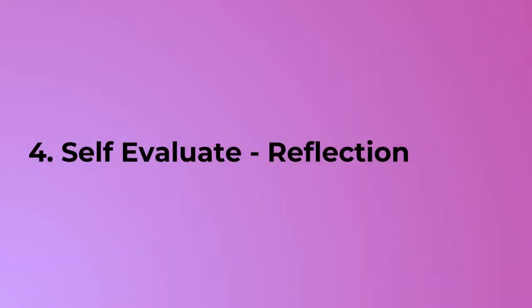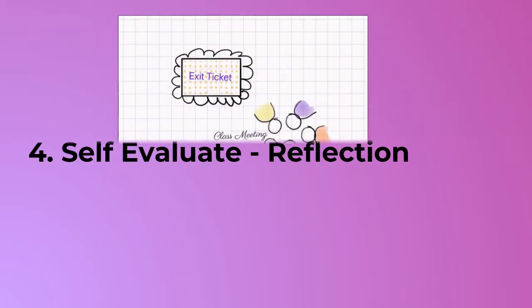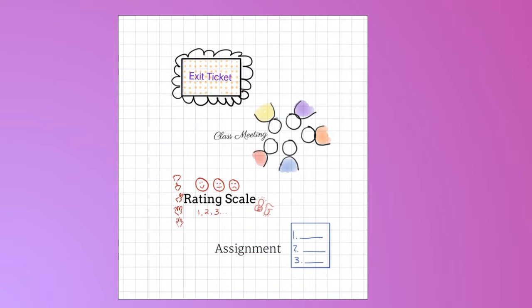The last step is self-evaluation, reflection. This is the key to making procedures work. Here are 4 ways to do that: exit tickets, class meetings, rating scales, and assignments all can serve as ways to have students self-reflect on their ability to follow procedures.